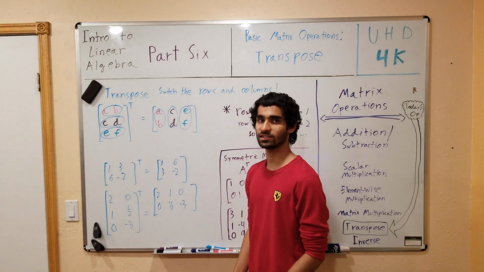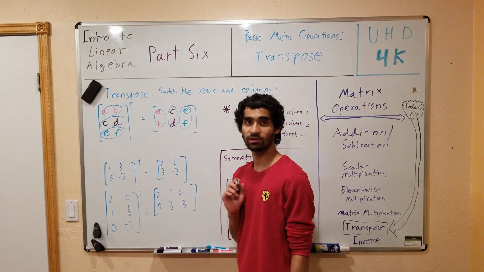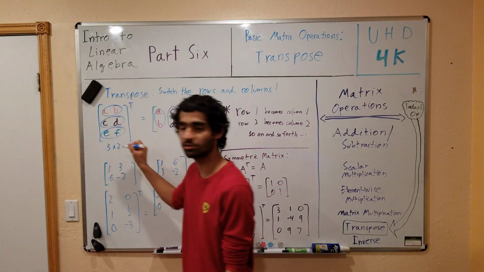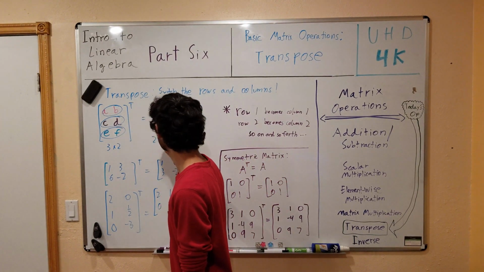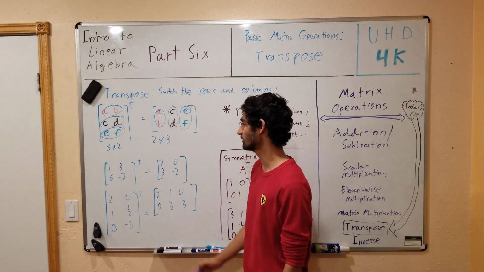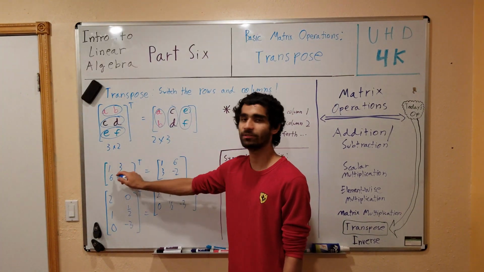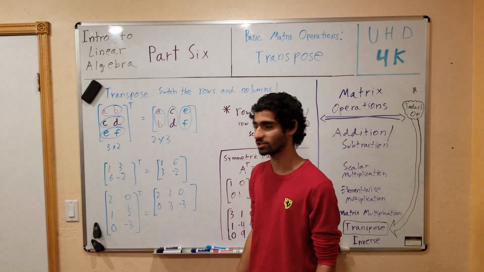We notice that because we are switching the rows and the columns, we are also switching the dimensions. So if I start out with a 3 by 2 matrix, so 3 rows and 2 columns, I end up with a 2 by 3 matrix after I take the transpose. Same thing here: I have a 3 by 2, I end up with a 2 by 3. Here I have a 2 by 2 and I end up with a 2 by 2. It's a square matrix, so my dimensions don't change.